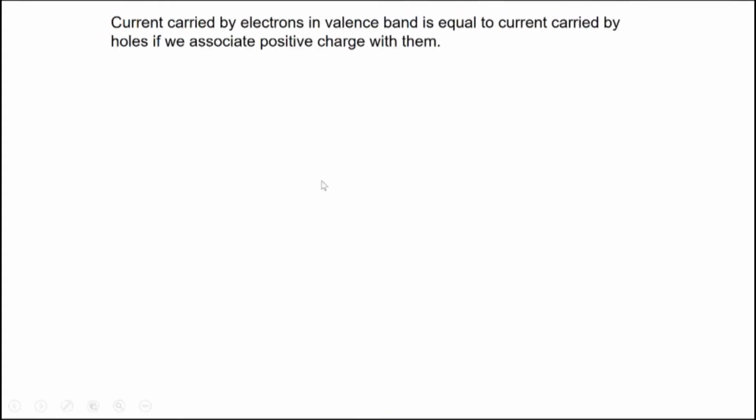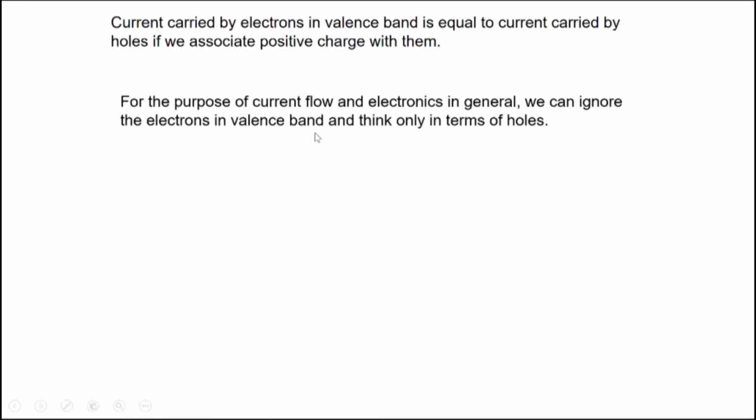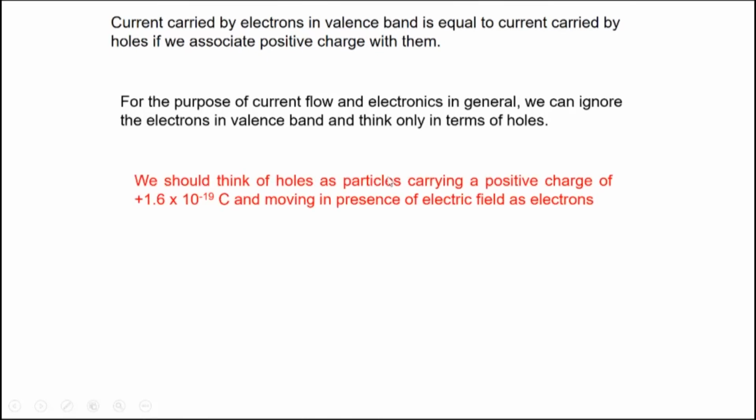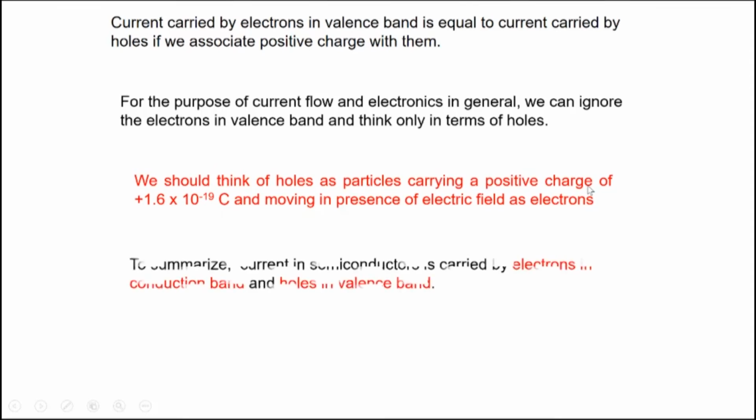So what we are trying to say is that in a semiconductor, at any reasonable temperature away from 0 degree Kelvin, the current is carried by electrons in the valence band, but we can model it as current carried in terms of holes, provided we assign them a positive charge. So current in a semiconductor is carried by electrons in the conduction band and holes in the valence band.